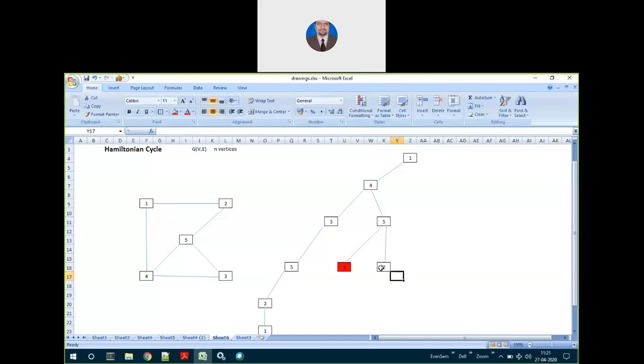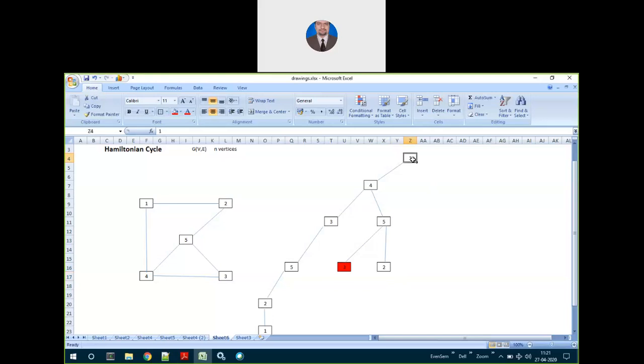Now from 2, 2 is connected to what? 5 and 1. 5 is already covered, so from 2 to 1 I can go here. But what about this one? 1 is also already visited, which is the starting vertex. So if I travel from 2 to 1, what I'm trying to do is go back to the starting vertex.